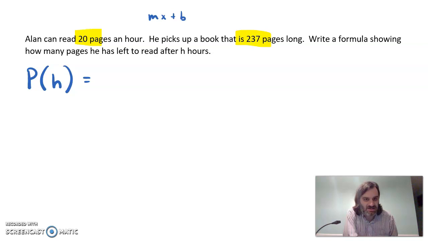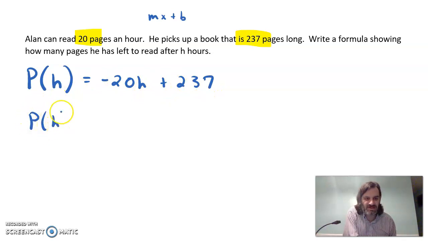So the thing to notice here is that he is taking away 20 pages every hour from his 237 page total. So he starts with 237 and he's losing 20 per hour. So we could write it as P of H equals negative 20H plus 237, or we could write it as P of H equals 237, which is the starting amount, minus 20H, where he's taken away 20 pages every hour.